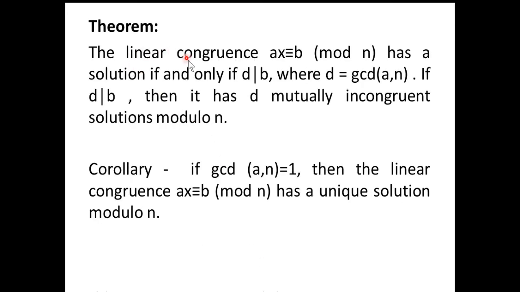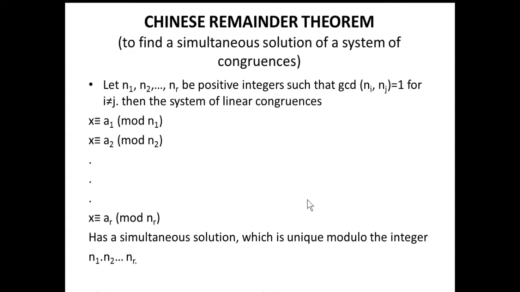Next is this result. The linear congruence ax is congruent to b mod n has a solution if and only if d divides b, where d is the GCD of a and n. And if d divides b, then there are d mutually incongruent solutions. And if a and n are relatively prime, that is, the GCD is 1, then there exists only one solution, the unique solution.